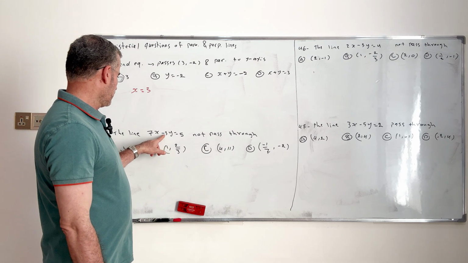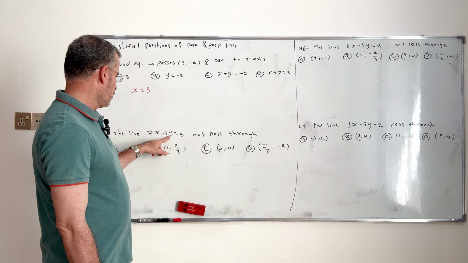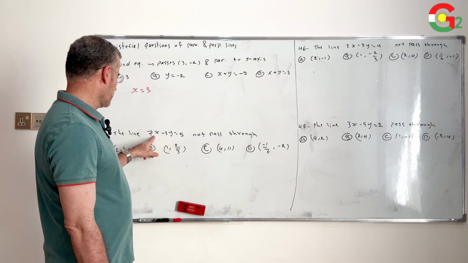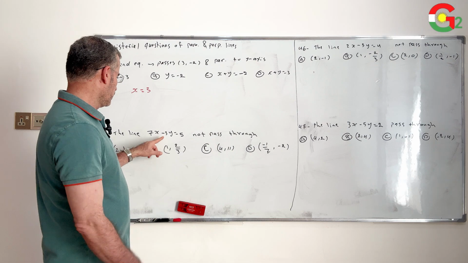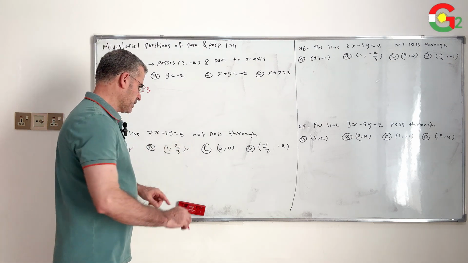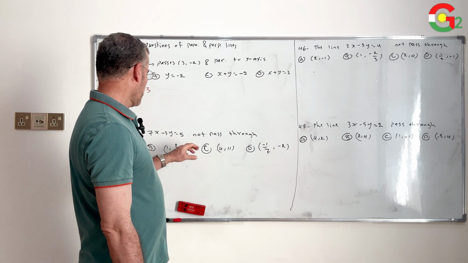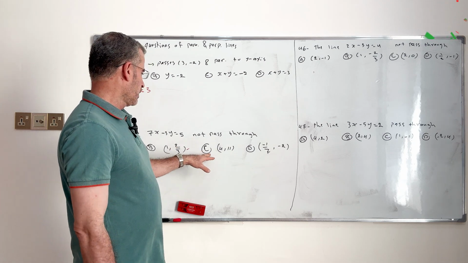7 minus 2 times 2, 3 times 2 over 3 is 2. 7 minus 2, it is 5. This point passes through the line.